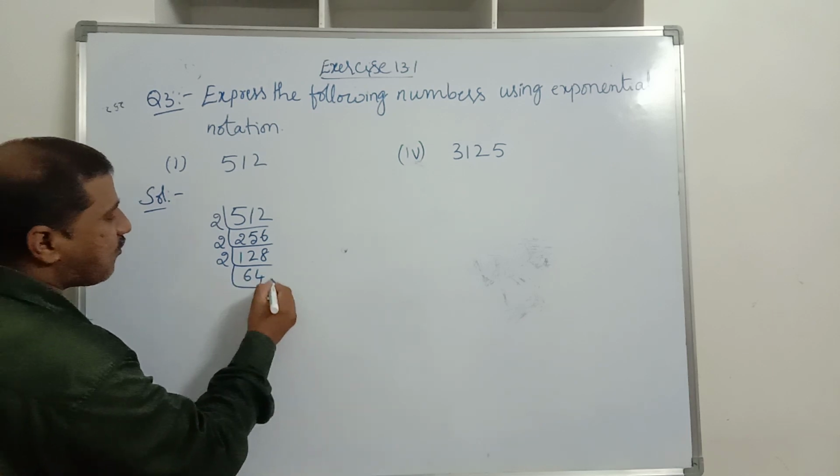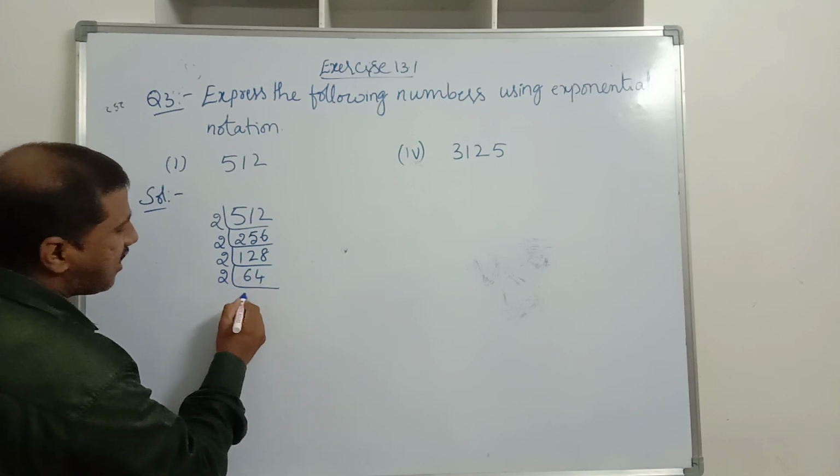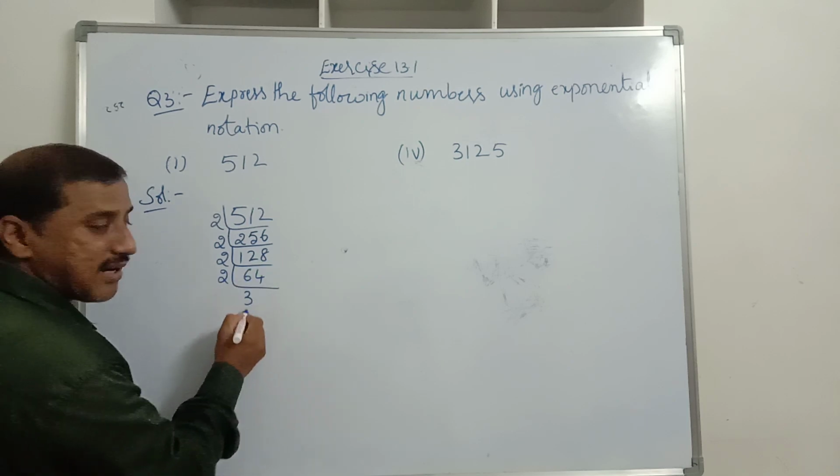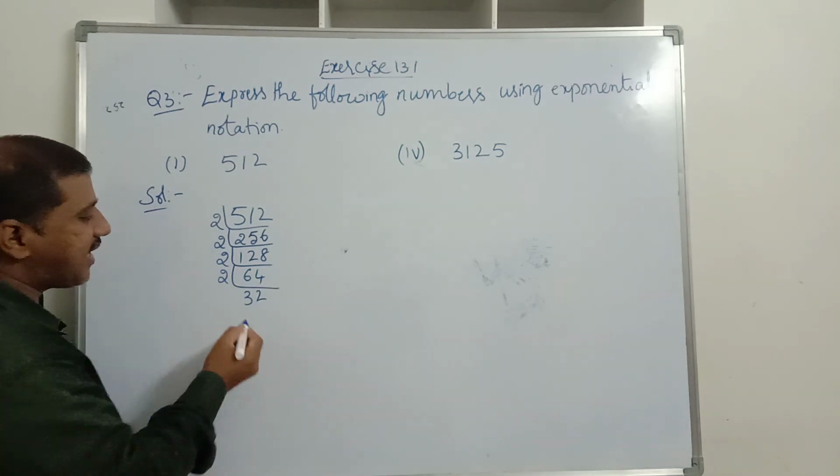Again we have 4 in the units place. Therefore it is divisible by 2. 2 3s are 6. 6 minus 6 is 0. Bring down 4. 2 2s are 4. 4 minus 4 is 0.